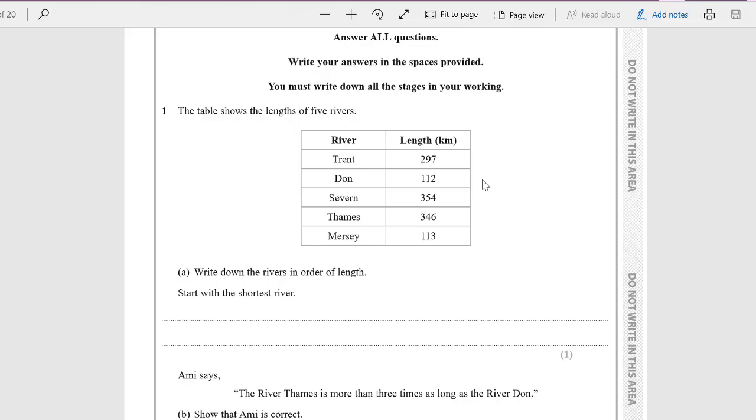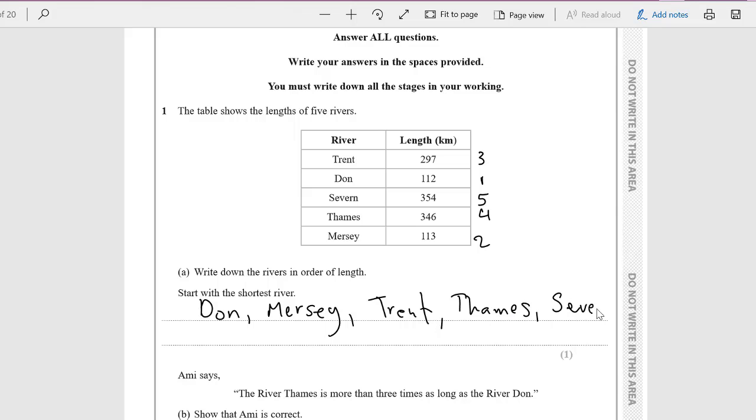I'm just gonna start with 1 and then 2 and then 3, 4 and 5. So if you write it out, it would be Don, B, Mersey, Trent, Thames, and then it would be 7.